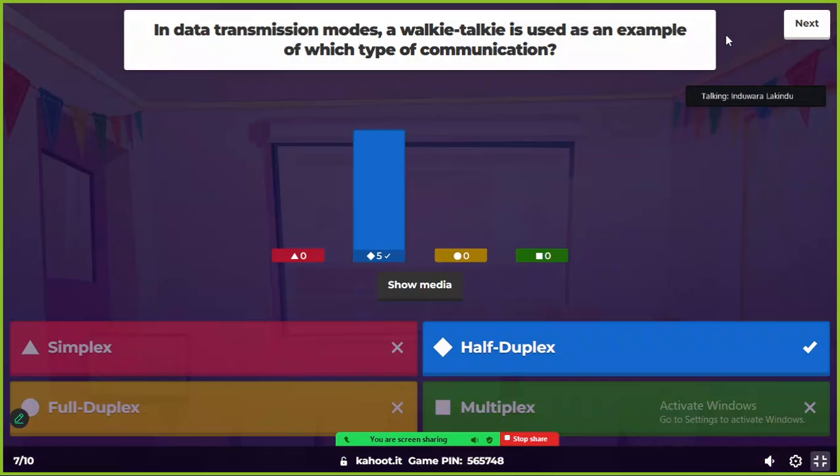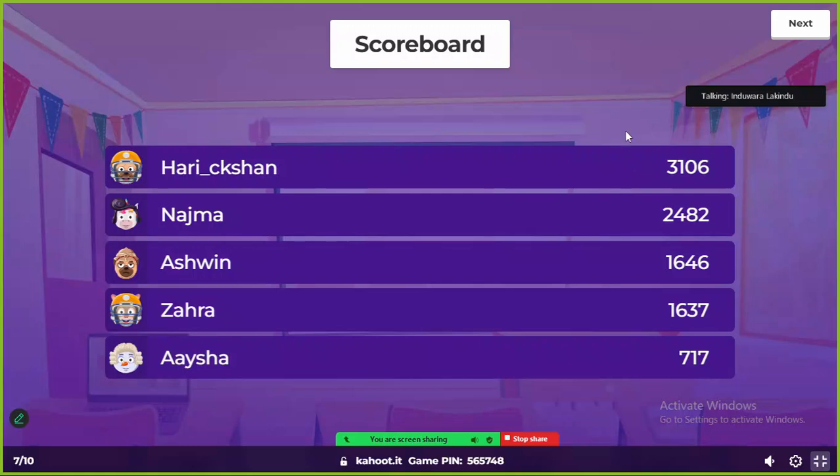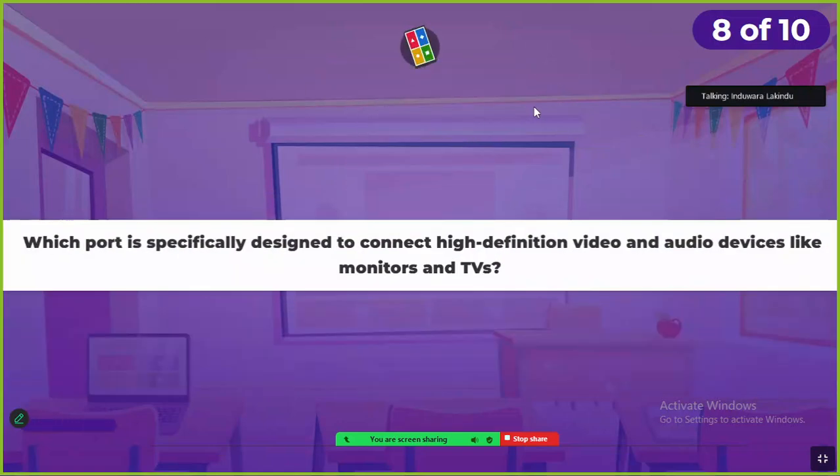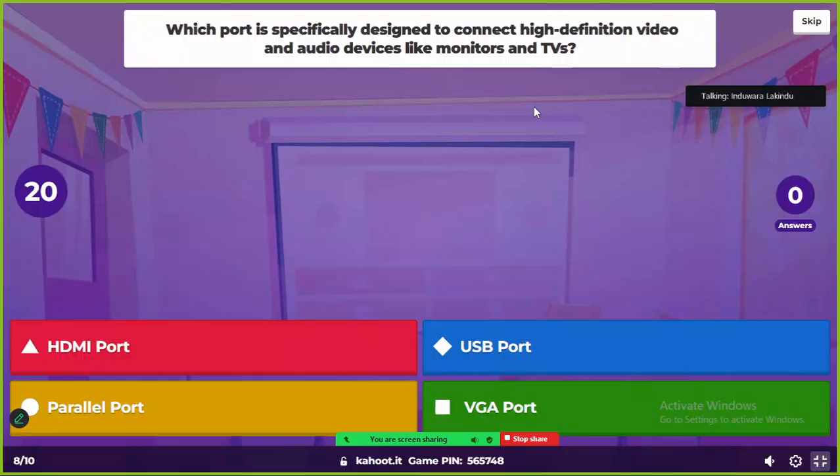Half duplex, correct. All 5 correct. Very good. Zahra has climbed up. 8th question. Which port is specifically designed to connect high definition video and audio? Video and audio, high definition. It's in the word, high definition.